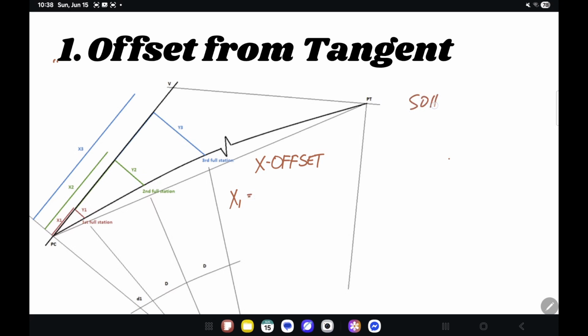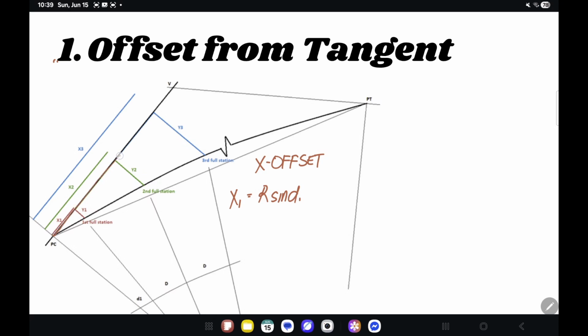opposite over hypotenuse. Right. Sin theta. So, our hypotenuse is our r. Sin theta, our d, is equal to our x. So x sub 1 equals r sin d1.